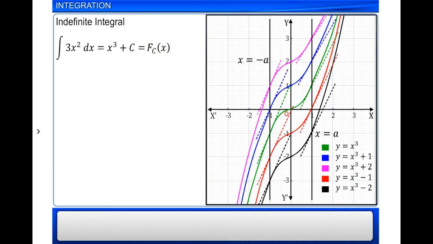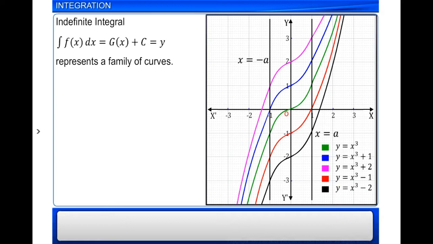This implies that the tangents to all the curves y is equal to f subscript c of x, where c belongs to the set of real numbers, at the points of intersection of the curves by the line x is equal to plus or minus a, where a belongs to R, are parallel.